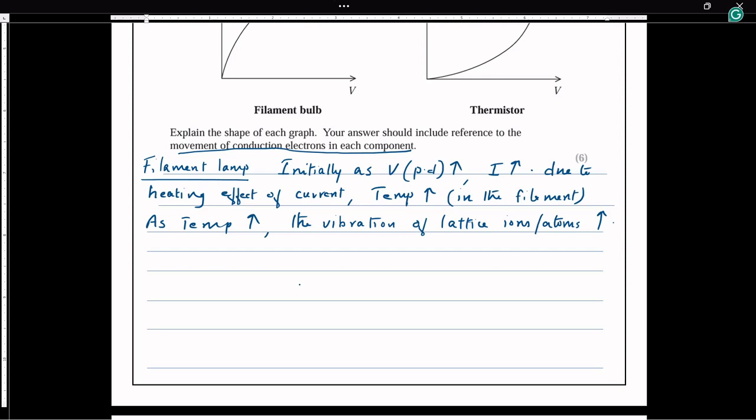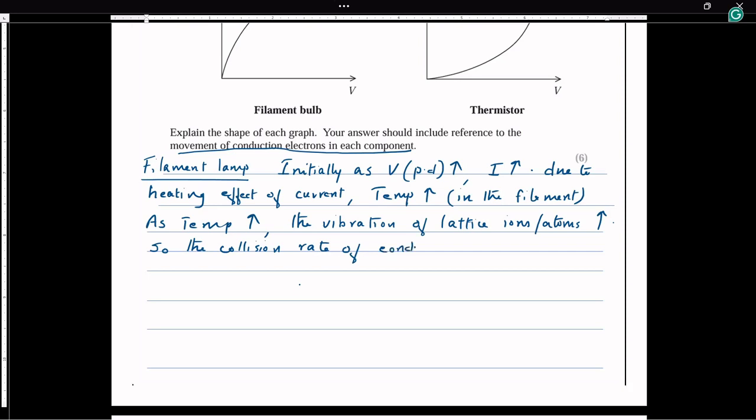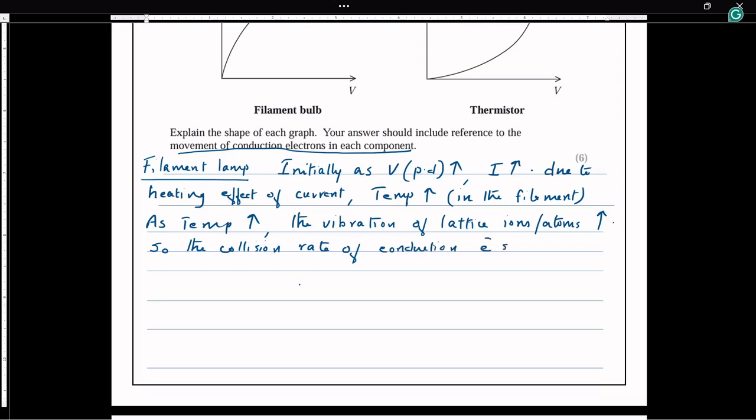So as the vibration of lattice ions increases, what is happening? The collision rate of conduction electrons with the oscillating lattice atoms or ions increases, because they want the explanation in terms of the movement of the conduction electrons. So the collision rate of conduction electrons increases. That means it is difficult for them to pass through. So as the collision rate increases, what can happen?